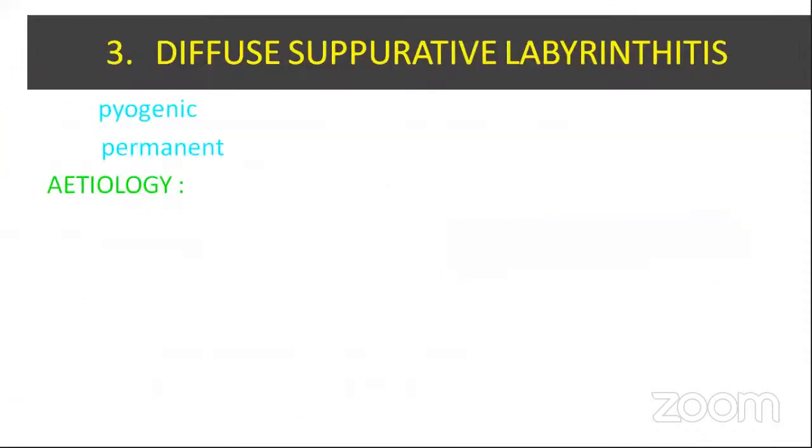Now, third is diffuse suppurative labyrinthitis. That happens when there is diffuse pyogenic infection of the labyrinth with permanent loss of vestibular and cochlear function. The etiology is usually that it follows serous labyrinthitis, with pyogenic organisms entering through a pathological or a surgical fistula.